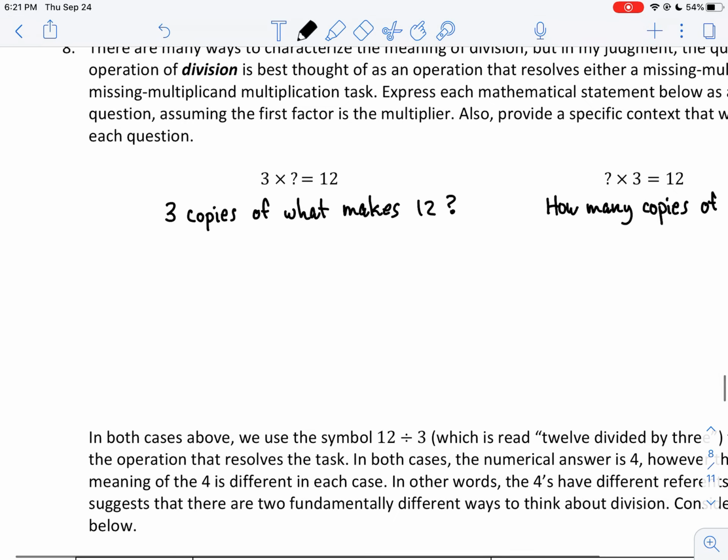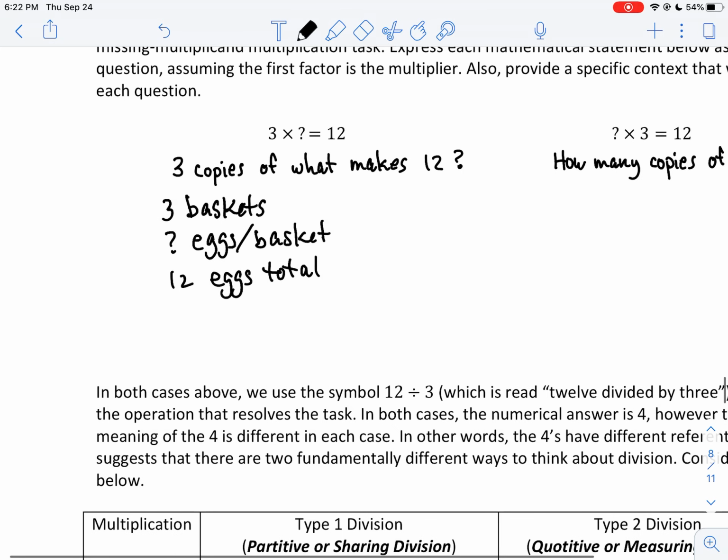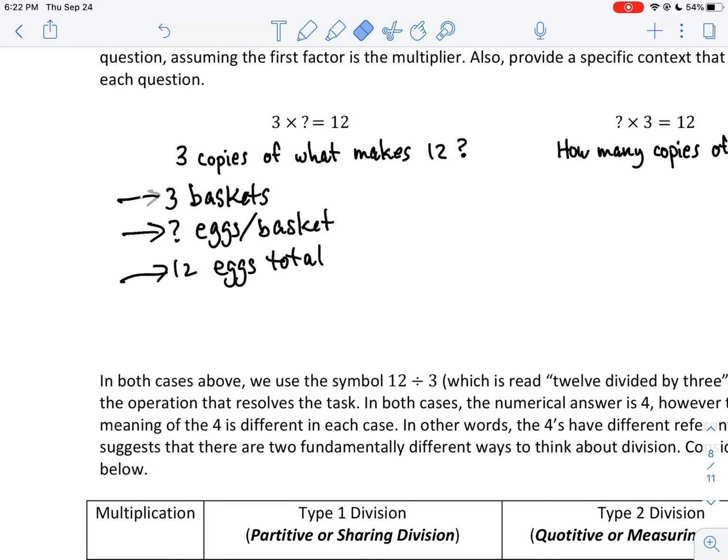Let's think of a context next for each question. 3 copies of what make 12? All right, let's say we have 3 baskets, and we don't know how many eggs per basket. But we do know that there are 12 eggs total. So this would be a context that would elicit this kind of question. We have 3 baskets, so 3 copies of what amount of eggs per basket will give me 12 eggs total. So the number of baskets is the multiplier, the question mark is the multiplicand, and the 12 is the product.